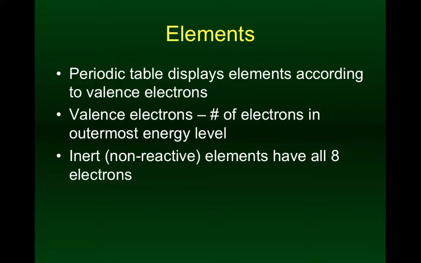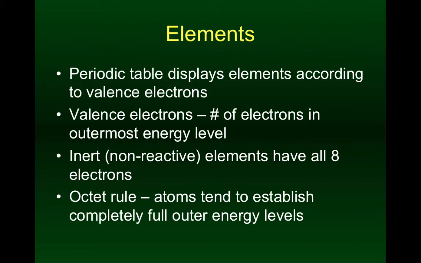Everything else below helium in that same column on the periodic table are what we describe as being inert, and everybody else in that column also has a full outermost shell of electrons. So for them, it means they have 8 electrons in their outermost shell. So that brings us to something called the octet rule.